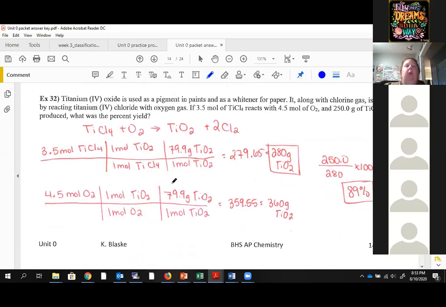Yeah. Okay. So this is a limiting reactant problem with a little bit of extra information. They tell us that titanium(IV) oxide, along with chlorine gas, is made by reacting titanium(IV) chloride with oxygen. So we write out that equation, we balance it. It says 3.5 moles of titanium chloride react with 4.5 moles of oxygen, and 250 grams of titanium(IV) oxide were produced.